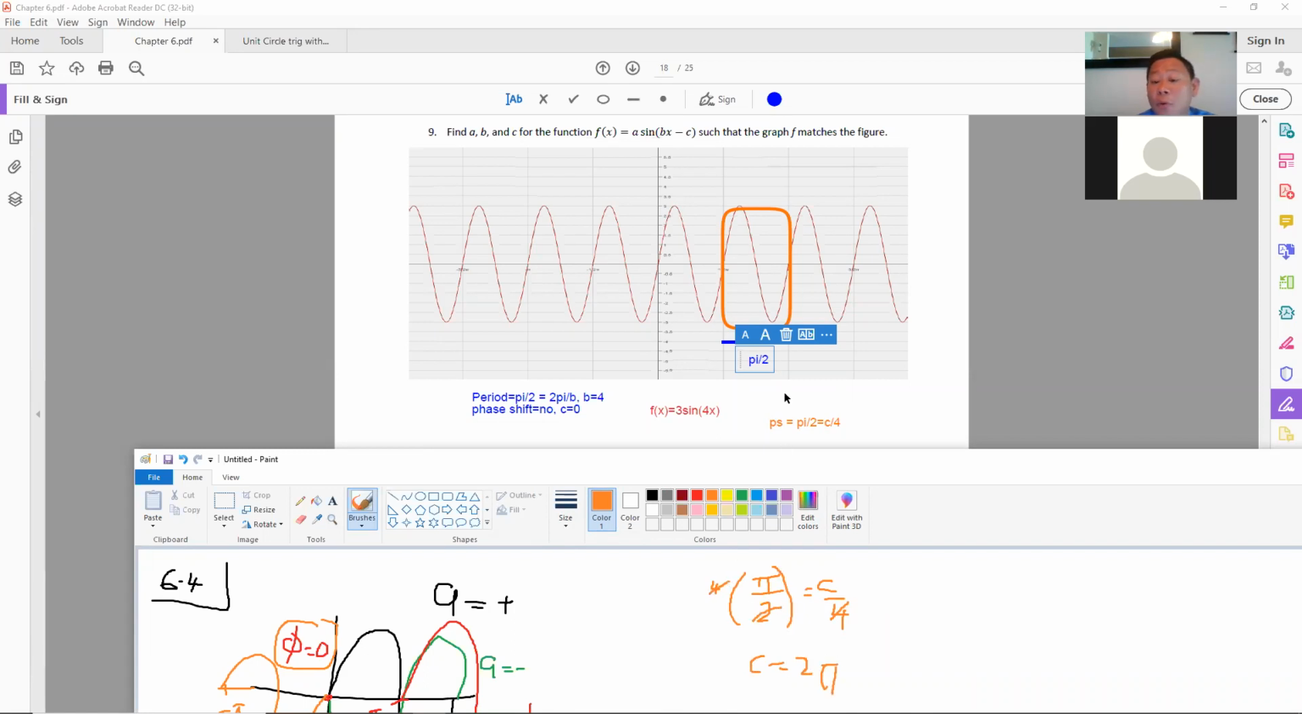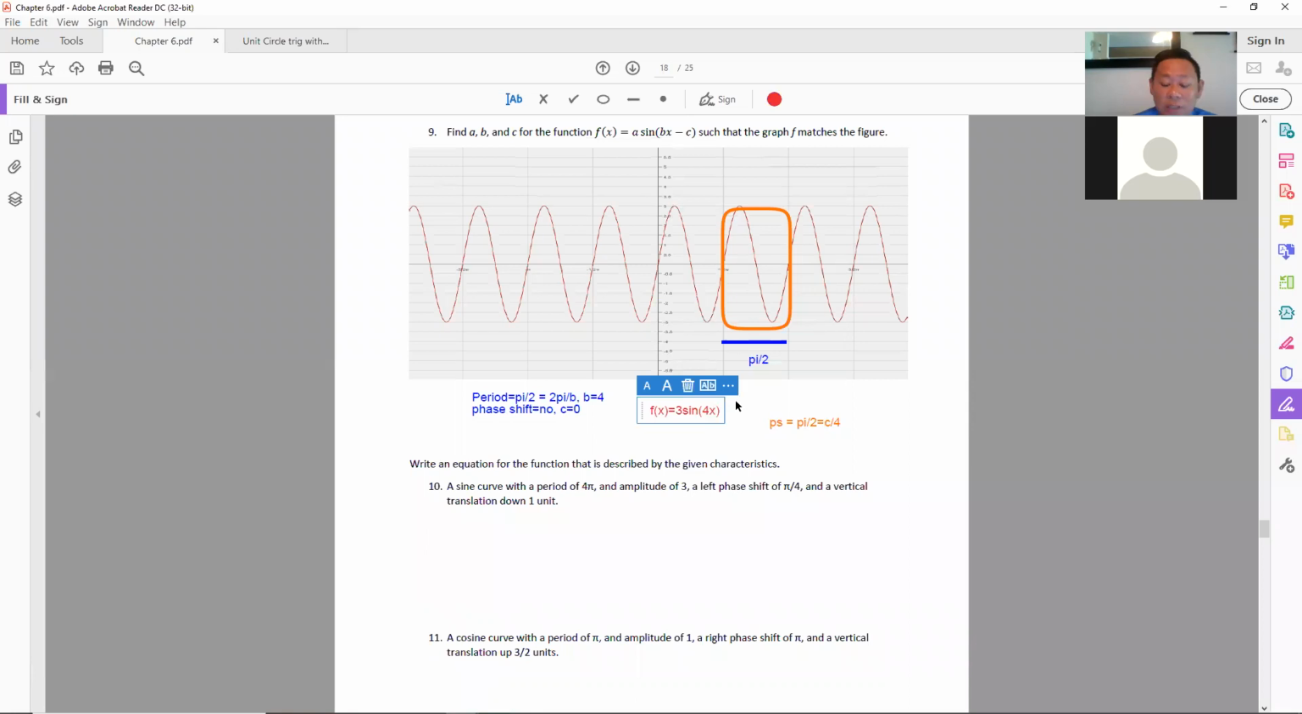So if you want to do the purple one, then your answer will still be f of x equals 3 sine 4x. Then you just need to minus 2 pi. That's the only thing you need to do if you want to do the orange one. Again, I really recommend you not to move it to the orange one like this, so your answer is a little bit easier.